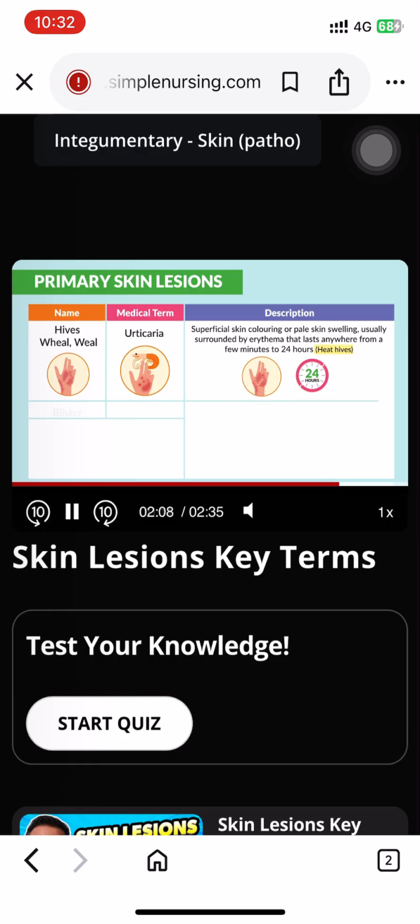Now lastly, we have blisters. The medical term is a vesicle, which we all know what a blister looks like. It's a small fluid-filled blister on the skin. And a great example is from burn patients.